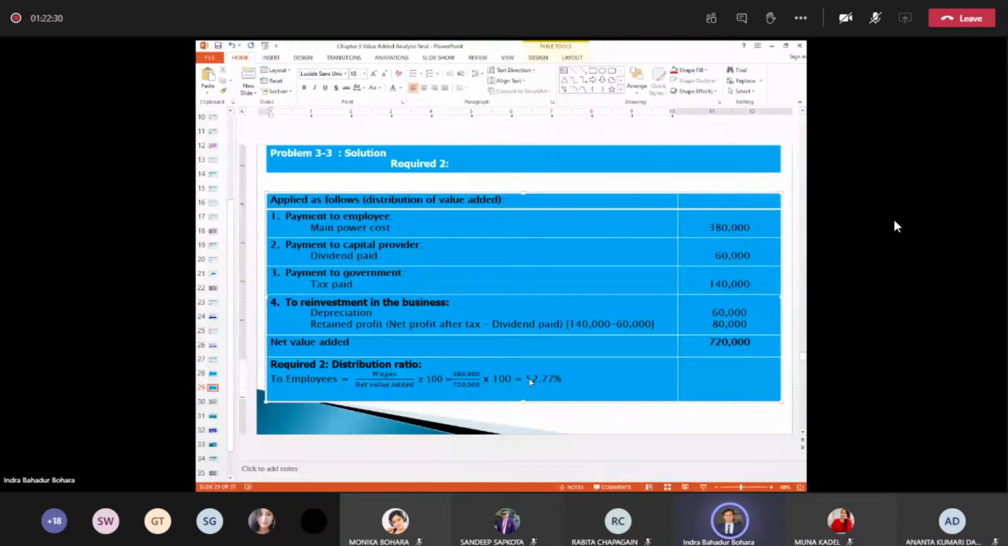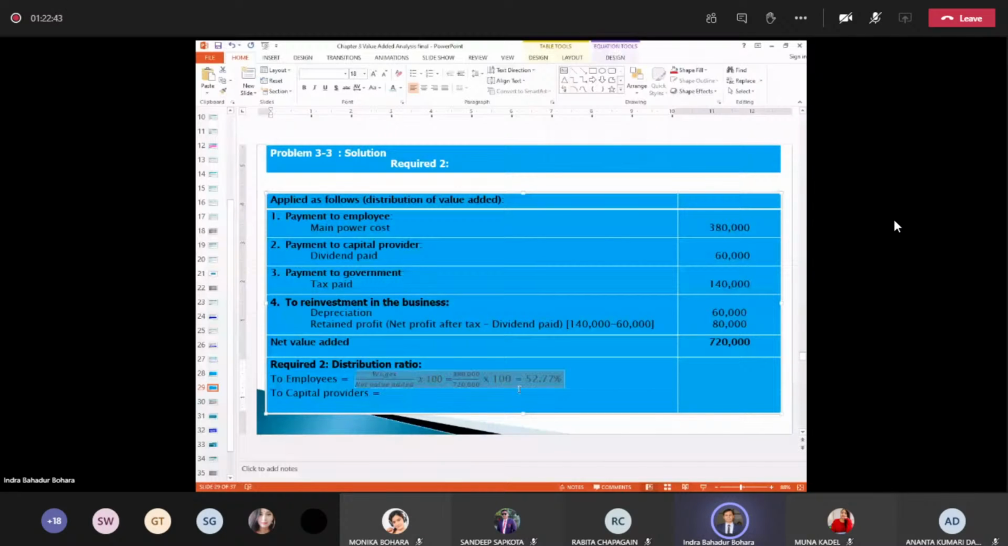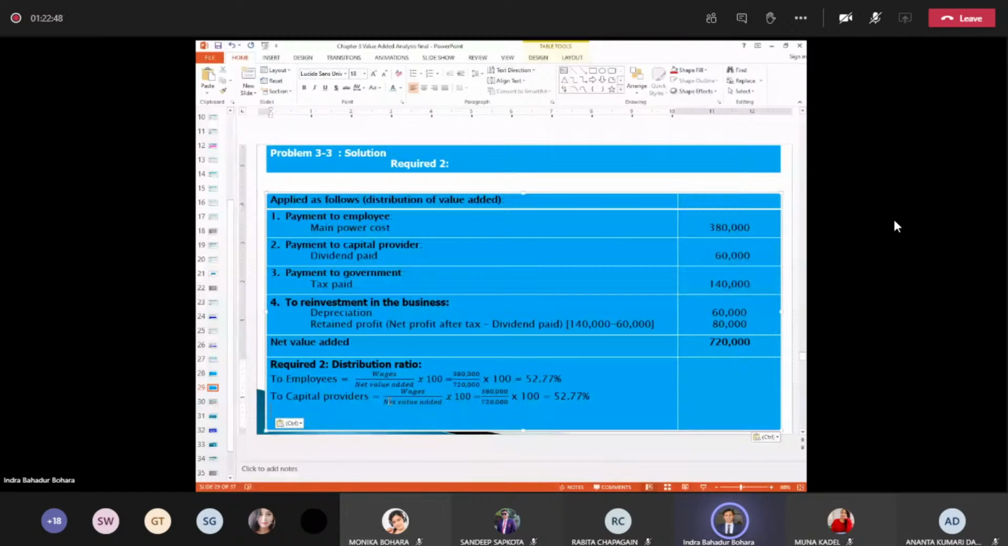52.77%. Now distribution to capital providers. Capital providers, like dividend. Dividend is 60,000. 60,000 divided by 7,20,000 multiplied by 100 gives about 7 point something.